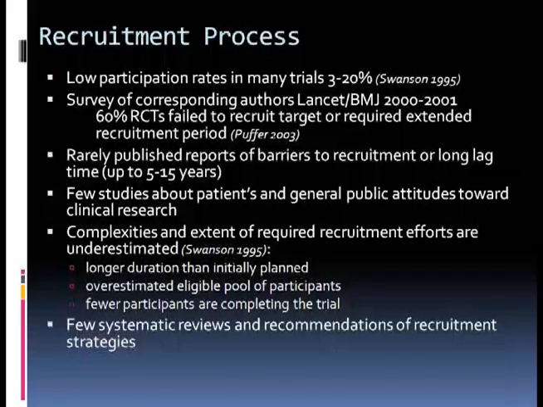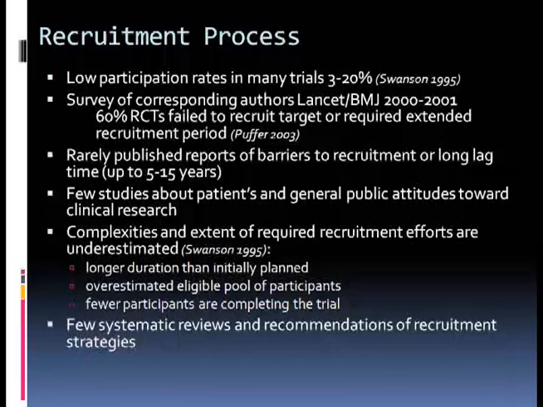Low participation rates in many trials. In the mid-90s, they looked at that, and anywhere from 3% to a quarter of the studies they looked at had real issues, including that the trial just didn't take off because of recruitment problems. In 2000-2001, a survey of corresponding authors in the British Medical Journal and Lancet found that 60% of the trials had problems recruiting to the target number, or had to extend the recruitment period, below and above what was initially planned.